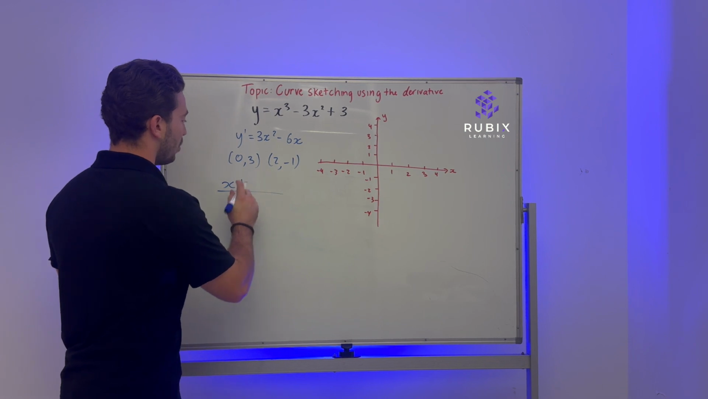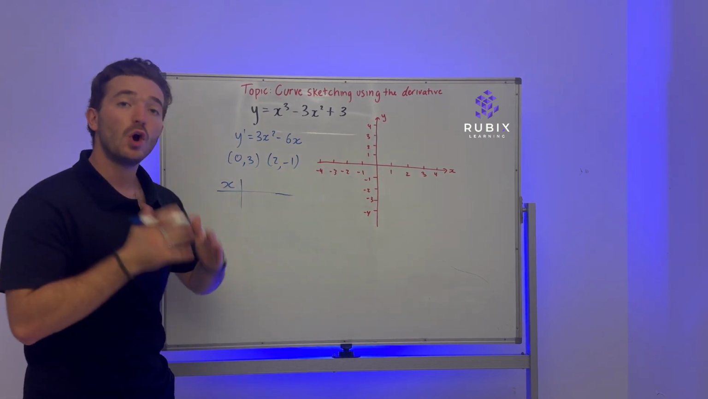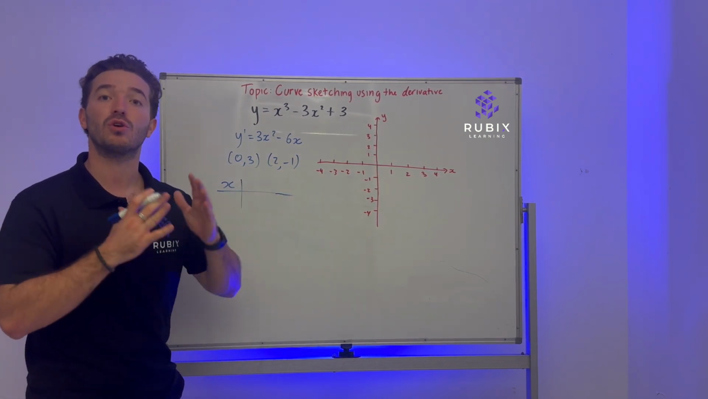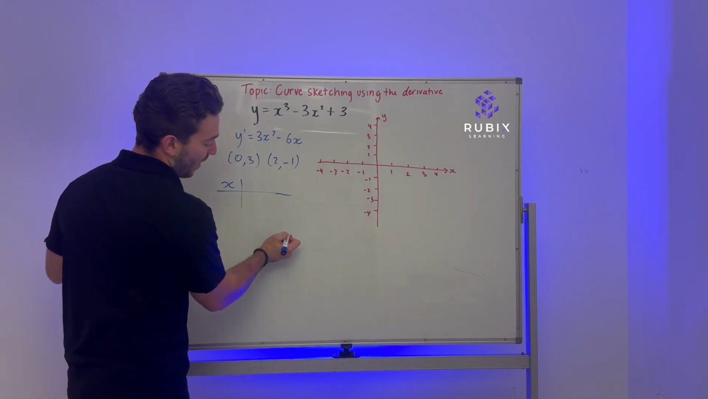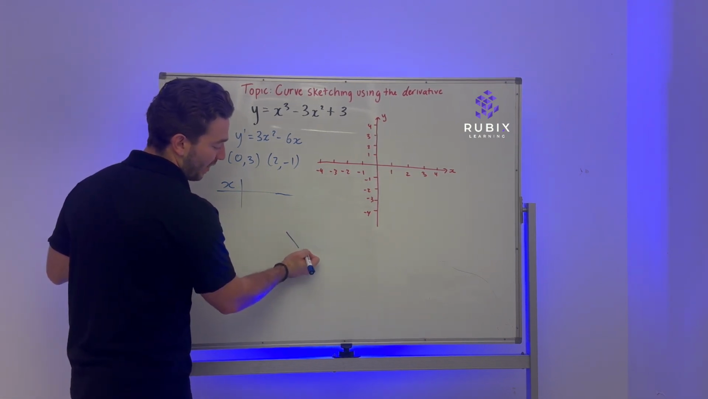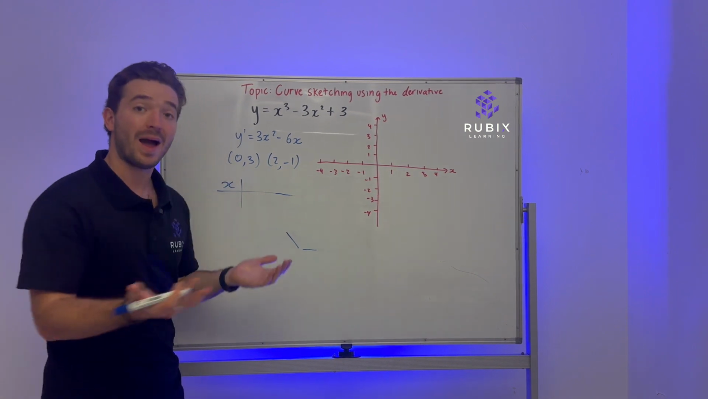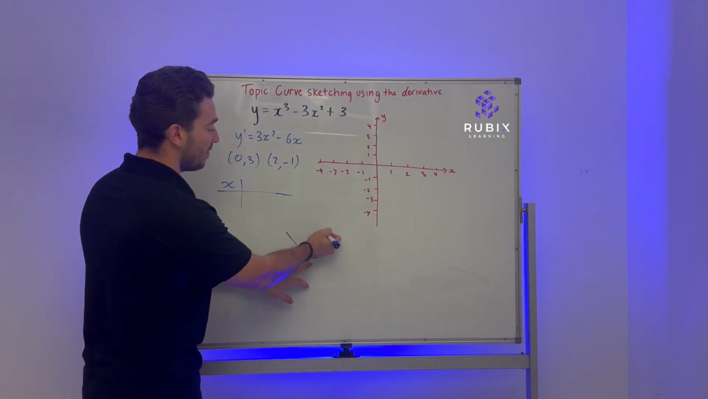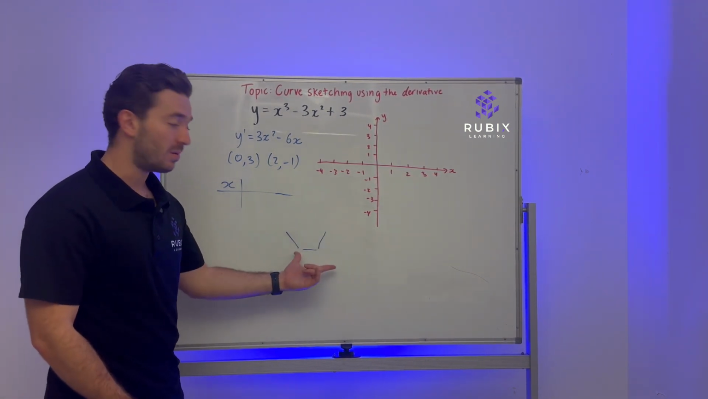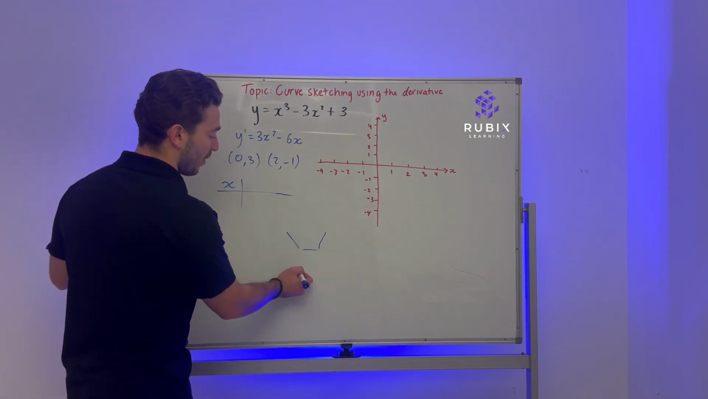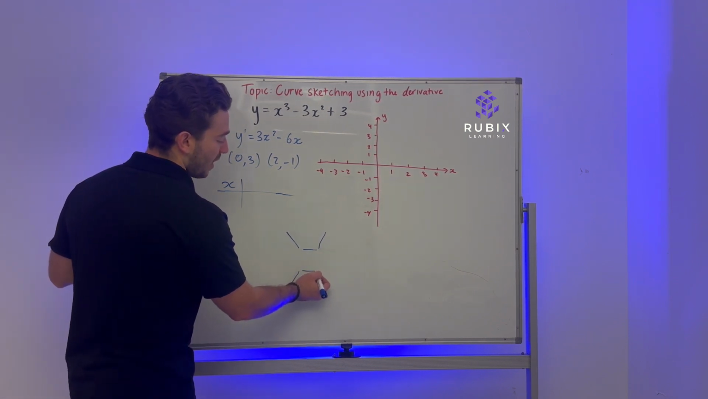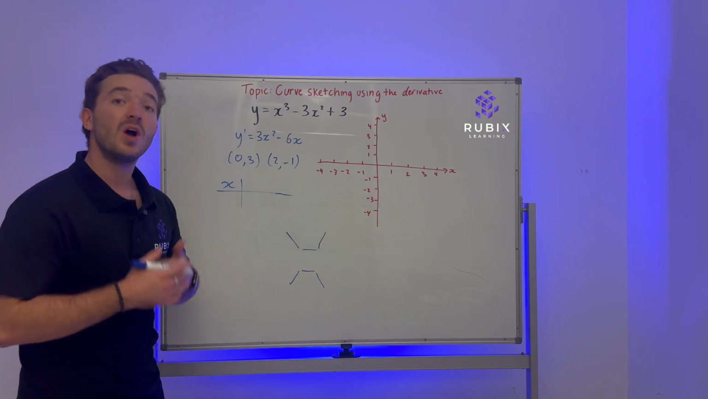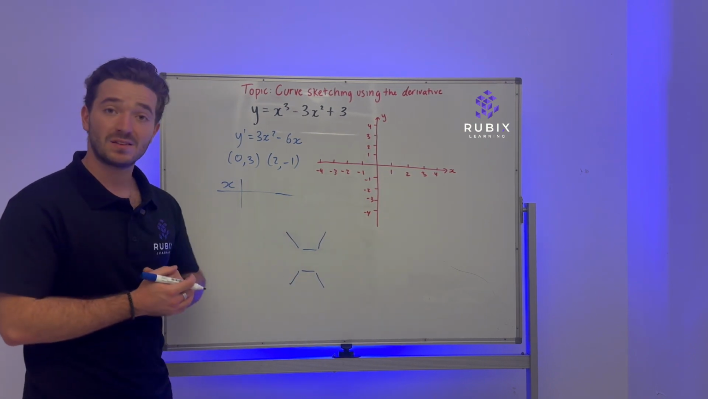What that means is we want to test what's happening around the x value in terms of gradient. Because if I have a negative gradient, then a zero gradient, which I'll have at these stationary points, and then a positive gradient, I know I have a minimum turning point. If I have the opposite, where I have a positive gradient, a zero, and then a negative gradient, I know I'm going to have a maximum turning point.